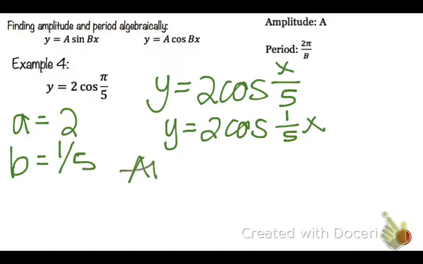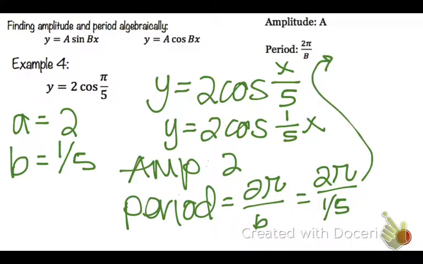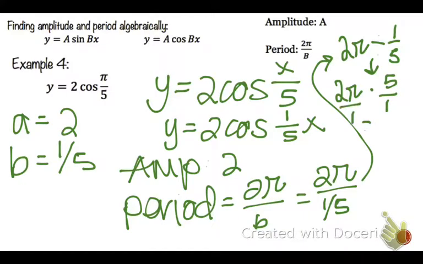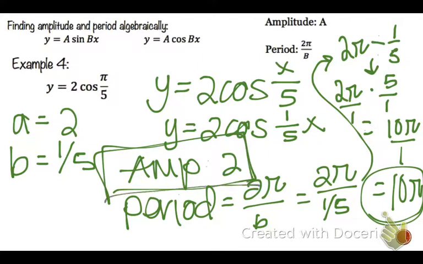So my amplitude is my a value, which is 2. My period is 2 pi divided by b. Well, b is 1/5, so that's 2 pi divided by 1/5. If you divide by a fraction, that's the same thing as flipping that second fraction and multiplying. So that's 2 pi times 5 over 1. 2 pi times 5 is 10 pi, 1 times 1 is 1, so 10 pi over 1, which is 10 pi. So my period is 10 pi. My amplitude is 2.